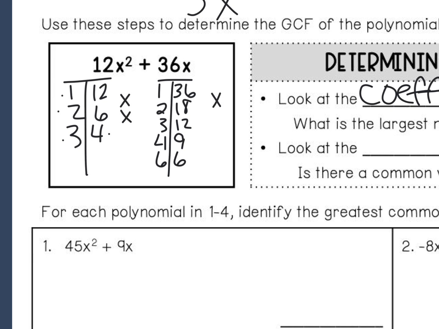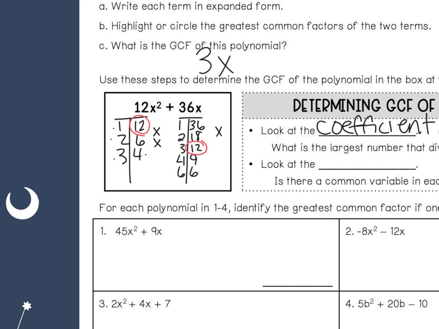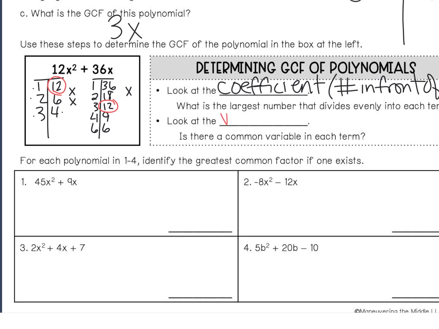So when we're looking for this largest coefficient, what's the largest number that is in both 12 and 36? 6. Okay, they do both have 6, but 12 is bigger. So 12 is going to be our coefficient. And then we also need to look at our variables. Which variable do they have in common? Just x. Okay, so our GCF for 12x squared plus 36x is just 12x. That's our GCF.